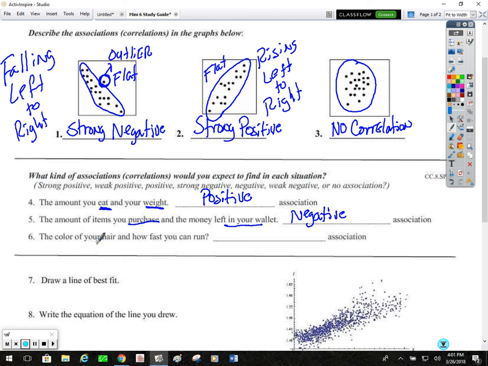Okay. The color of your hair, so color of hair and speed you run. Well, really, the color of your hair has no effect on how fast you run, and how fast you run has nothing to do with the color of your hair. So this one would be a no correlation or no association. They're not going to go together.